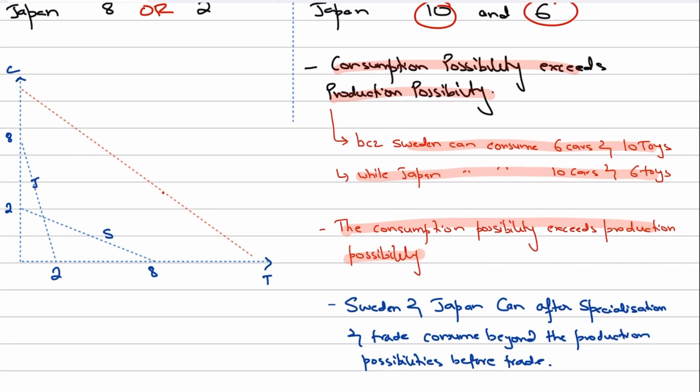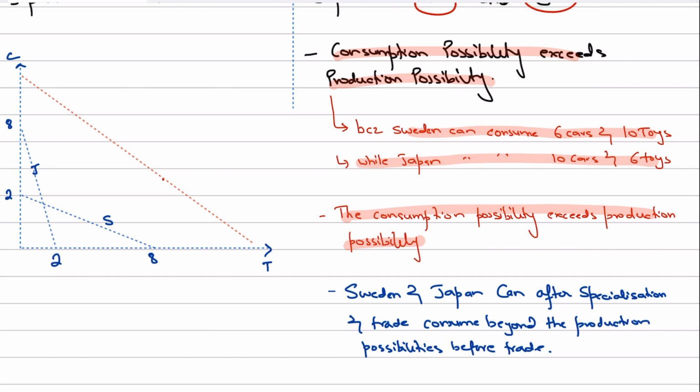It's good for the welfare of the consumers as well. So both nations have gained, right? So Sweden and Japan, and the world output has gone up as well. So Sweden and Japan can actually, after specialization and trade, consume beyond the production possibilities before trade. So this was a very important video.